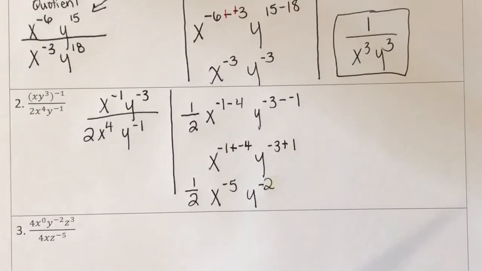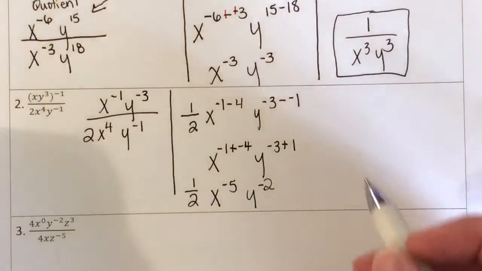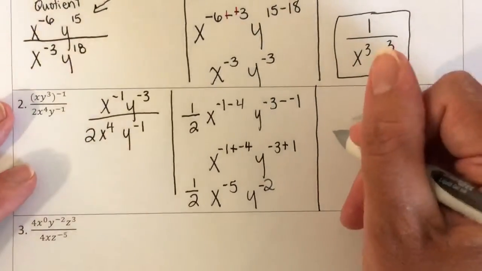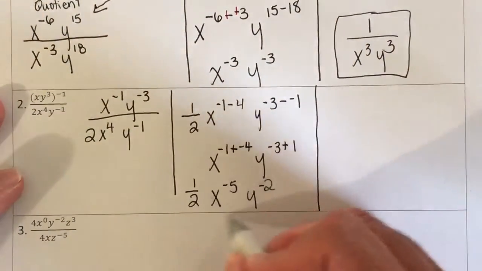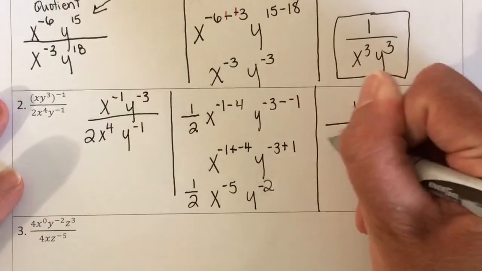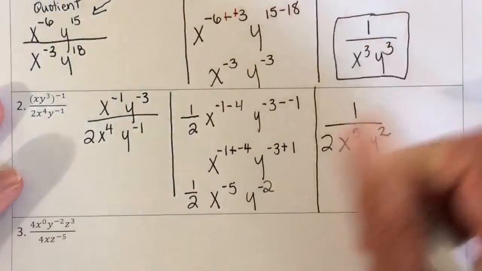So is this simplified? The answer is no. You still have negative exponents. You're not allowed to have negative exponents. So we are going to apply the move it to lose it rule. So now all of these are going to go to the bottom. And so I'm going to have the 1 on the top. The 2 is still on the bottom. Then it becomes x to the 5th y squared.